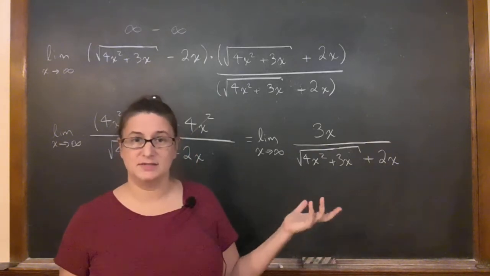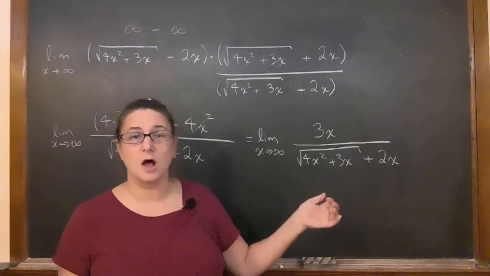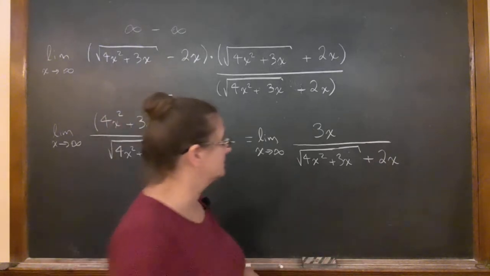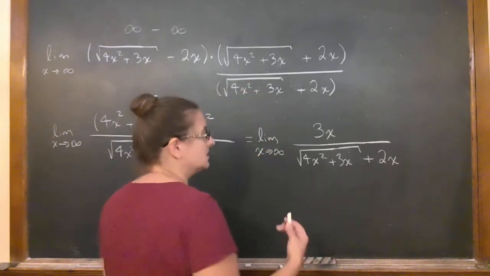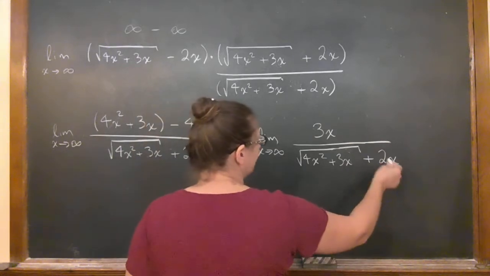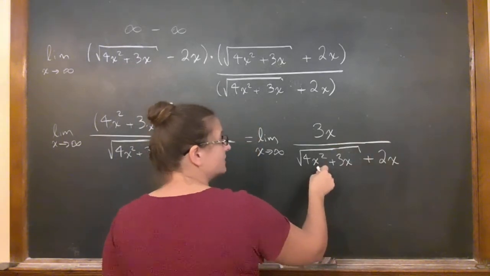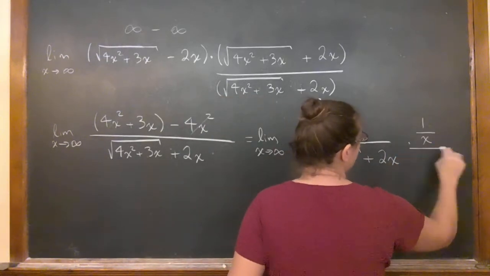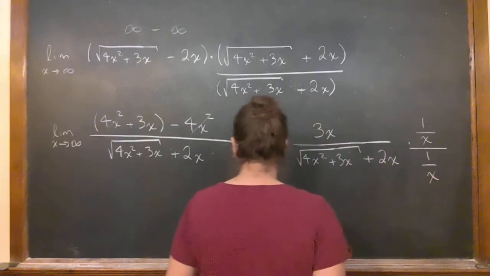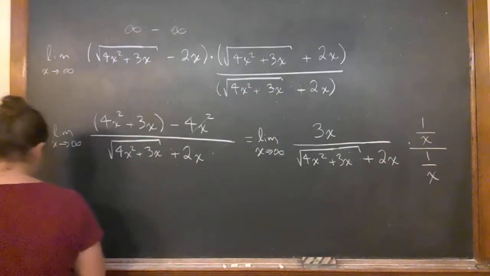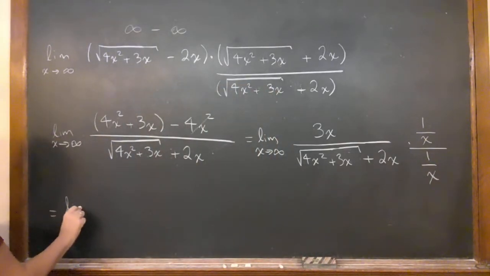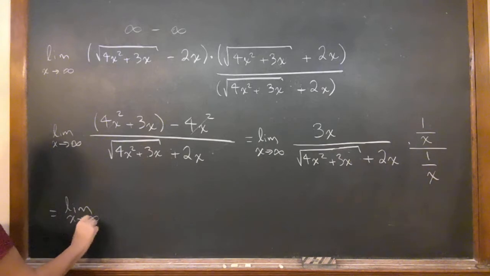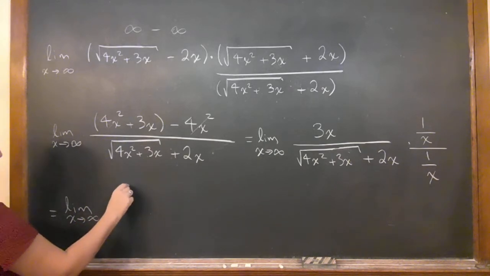We're going to do the same step. We're going to multiply top and bottom by 1 over x. I say 1 over x because it's the highest power. So here's an x, here's a square root of x squared, so that's also an x. So 1 over x, both top and bottom, is my next step. Okay, the top is clearly 3.